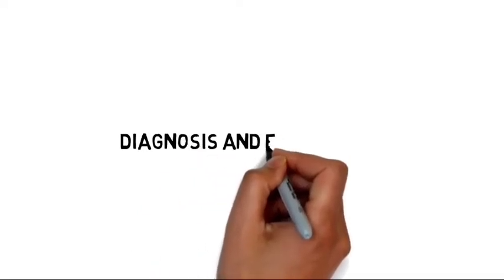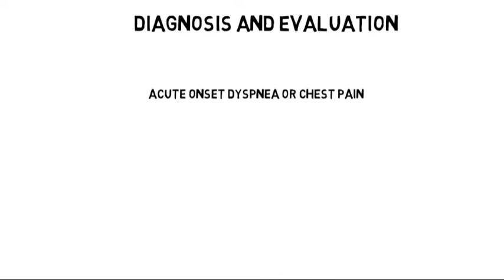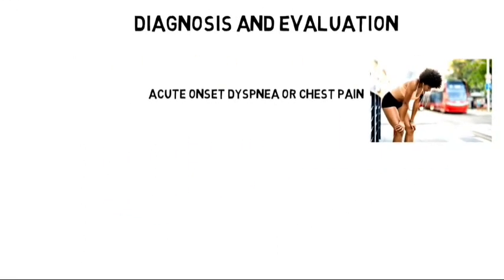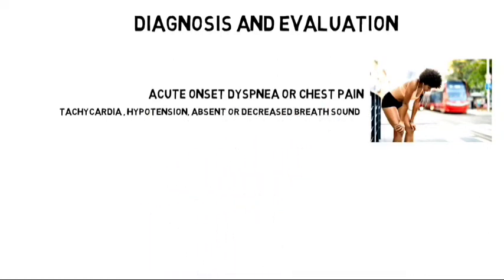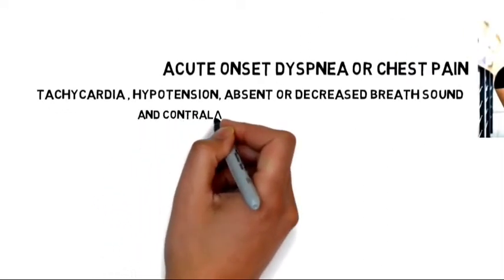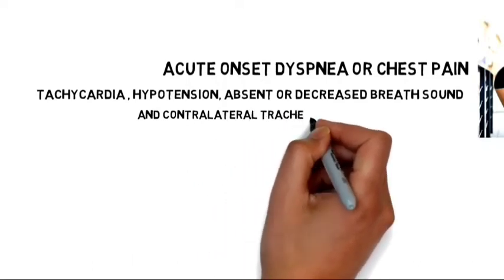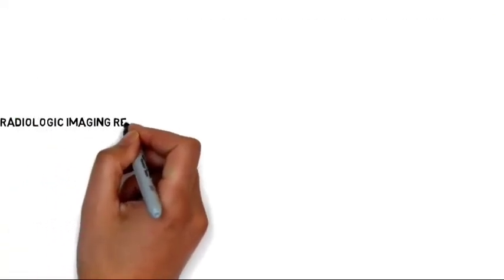Diagnosing pneumothorax is not a very difficult thing to do. There are very specific clinical and radiological signs. The patient may present with acute onset of dyspnea or chest pain. On clinical examination, there will be tachycardia, tachypnea, hypotension, absent or reduced breath sounds on the affected side with hyperresonant percussion note, and trachea and mediastinum deviated to the opposite side. Still, radiological imaging remains the gold standard for diagnosing pneumothorax.